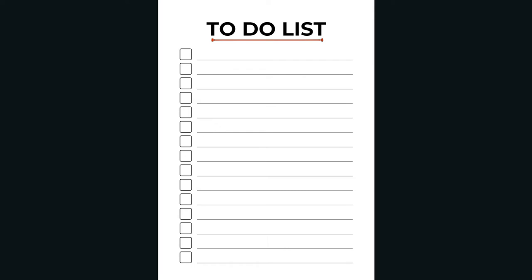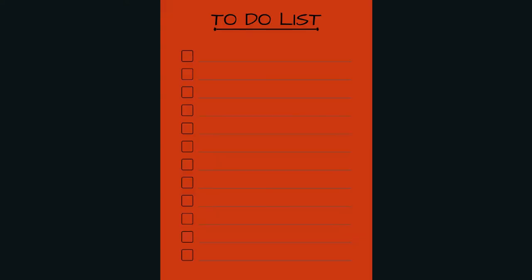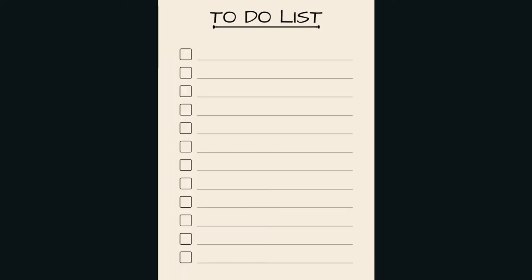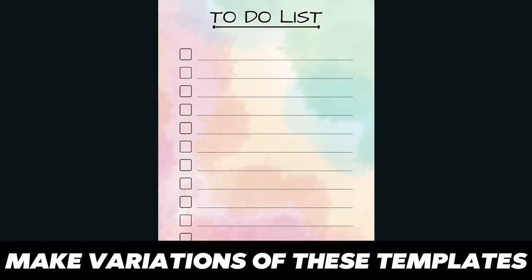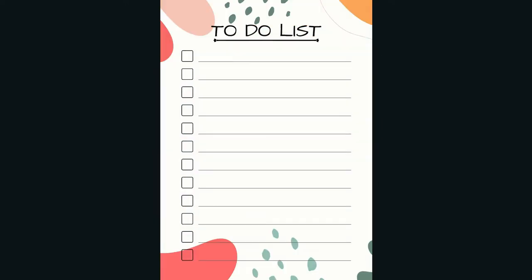You can create the to-do list templates in Canva just like this one, and later on you can modify them into different color schemes, and you can even change them into different styles by changing their backgrounds or their font. And in this video I'm going to show you exactly how you can create that within Canva.